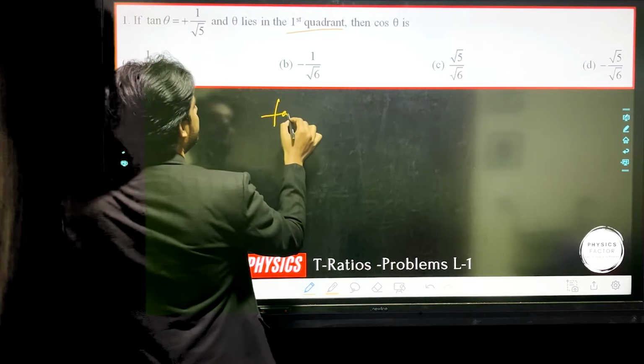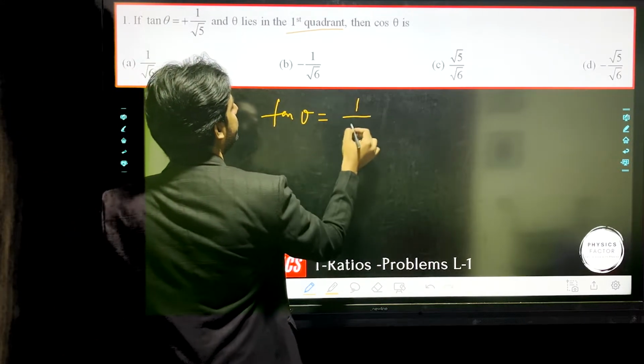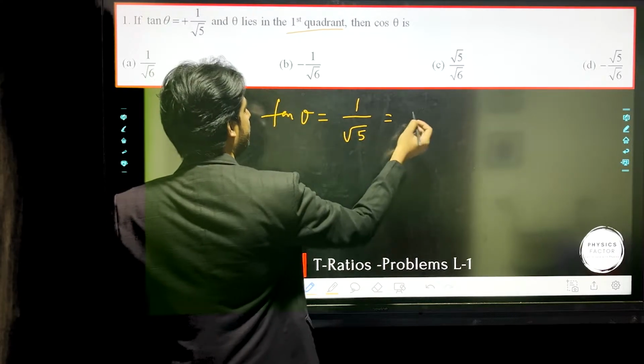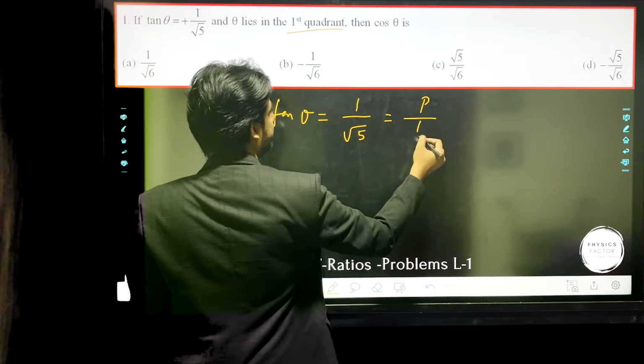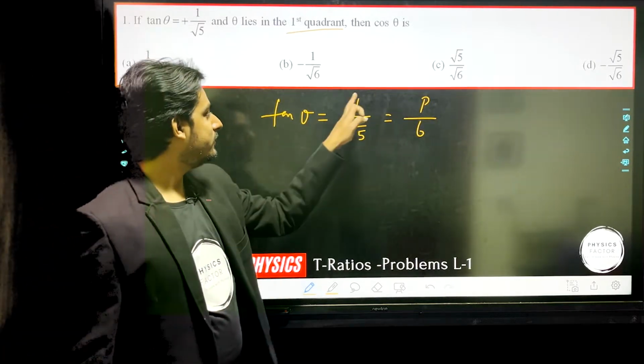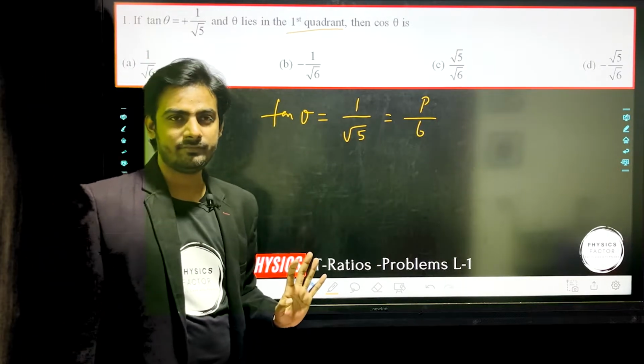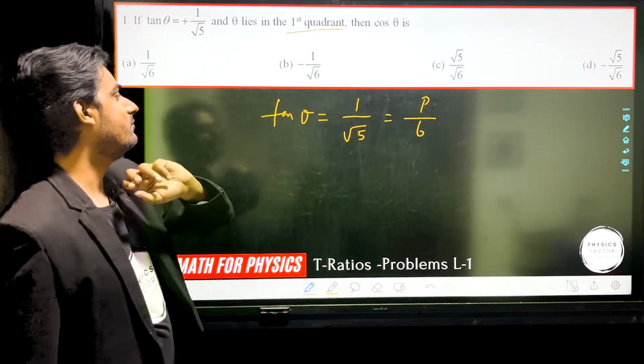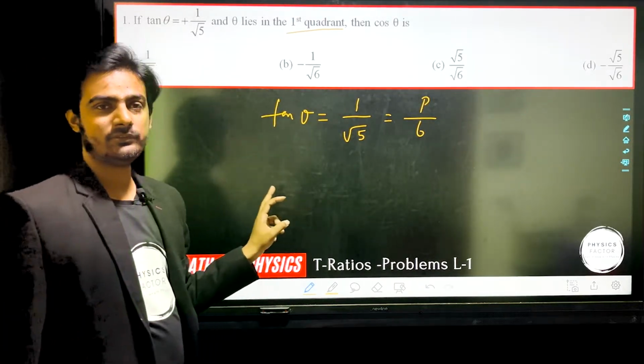So tan theta is 1/√5. We can also say that it is p/b, meaning perpendicular upon base. We can assume perpendicular 1 and base √5. Okay, and we need to find the value of cos theta. That means we need the hypotenuse.